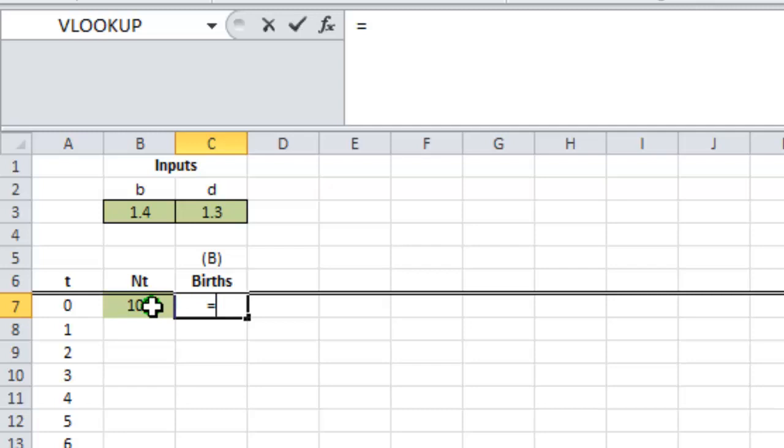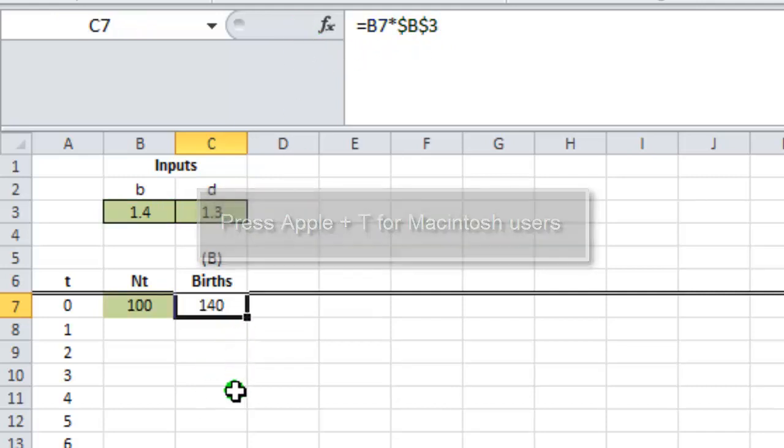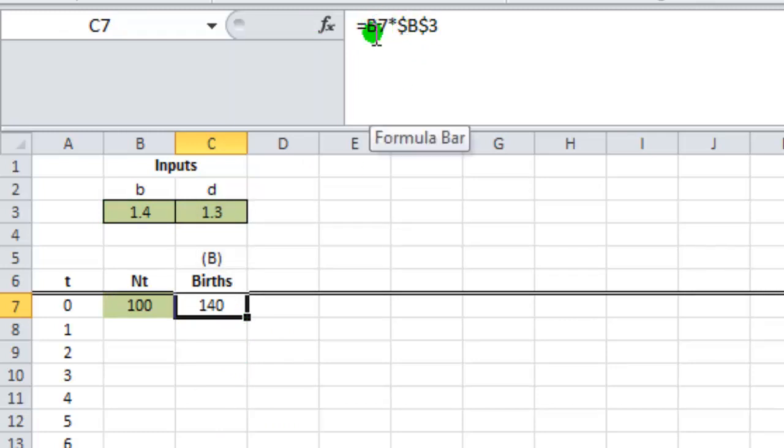Yep, it's just going to be the number of individuals that we just counted multiplied by the per capita birth rate. And we're going to anchor the reference to cell B3 by pressing the F4 key. And that means that as we drag this formula down the column, the B7 reference will float down with it, but will always be referring to the birth rate that's stored in cell B3. Now, right away, in adding that equation, we've made another very big assumption. What is it?